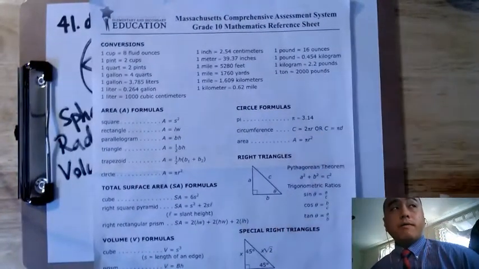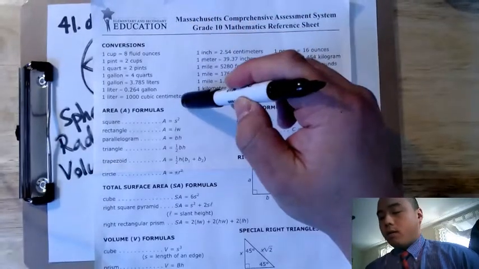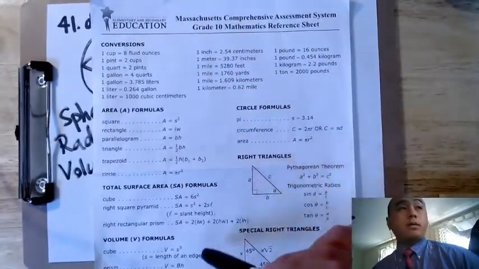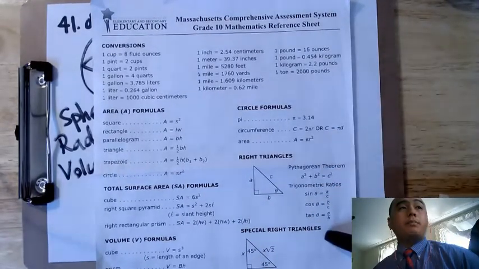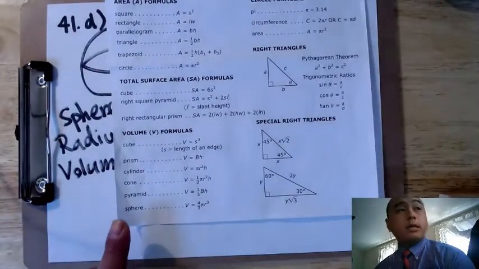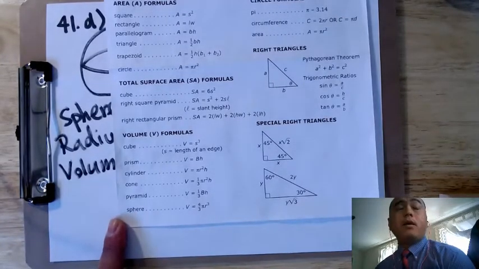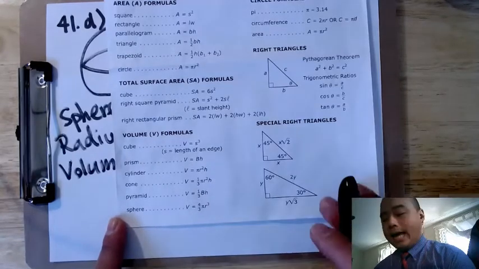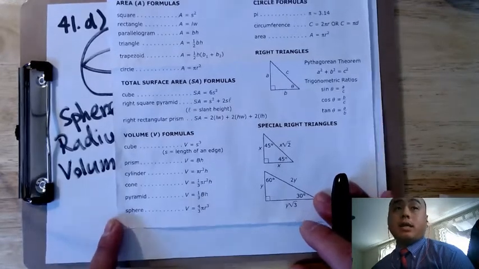So the MCAS reference sheet, following the text feature, we have conversions, area formulas, total surface area formulas, volume, circle formulas, right triangle, and special right triangles. We are looking for the volume, so going down the list, we have cube, prism, cylinder, cone, pyramid, and sphere. Very much like part A, we are looking for the sphere. The volume is 4/3 pi r cubed. Let's write that down.